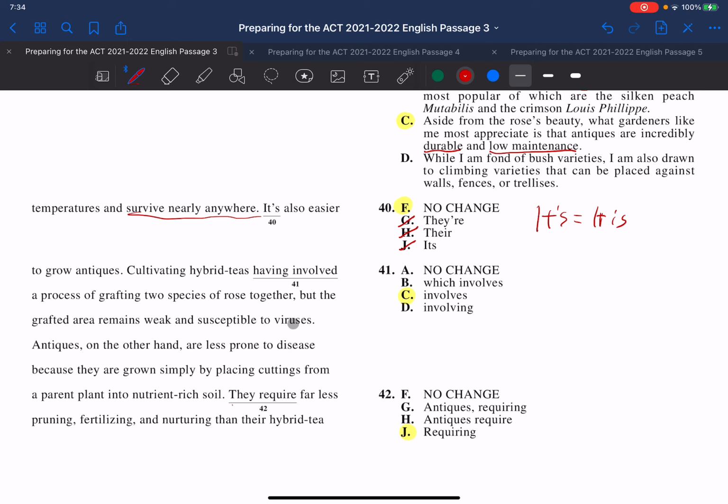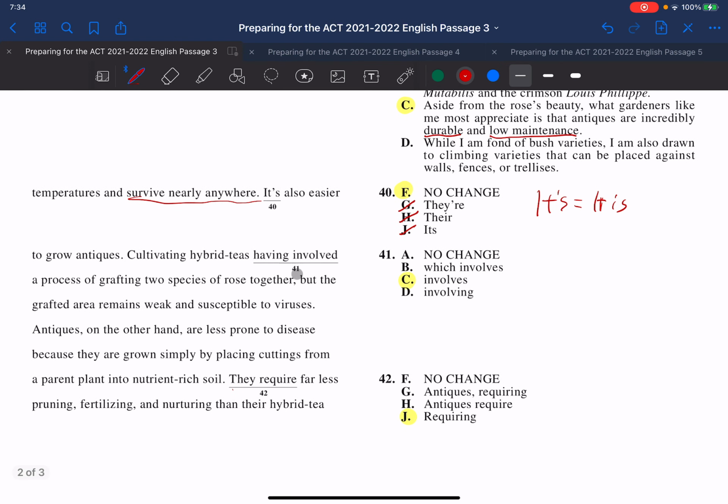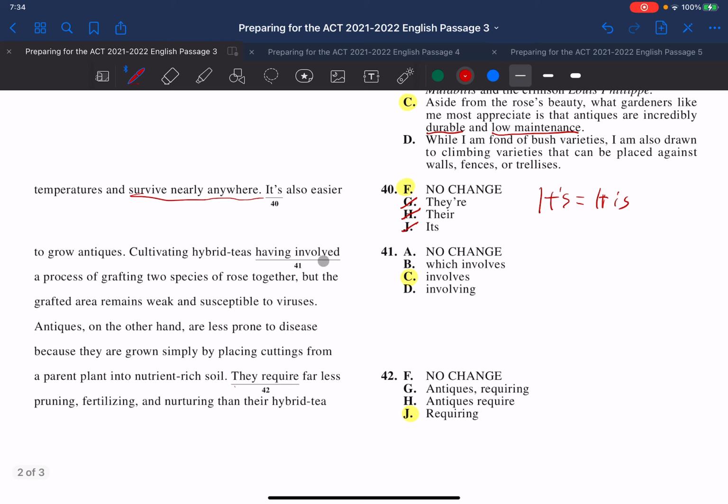Number 41, cultivating hybrid teas, having involved a process of grafting 2 species of rose together, but the grafted area remains weak and susceptible to viruses. So, cultivating hybrid teas. A little bit of an incomplete thought as we read that. So, I'm thinking letter A doesn't work. So, let's see. Cultivating hybrid teas, which involves a process of grafting together. That word "which" still kind of makes it passive and still waiting for the active verb there.